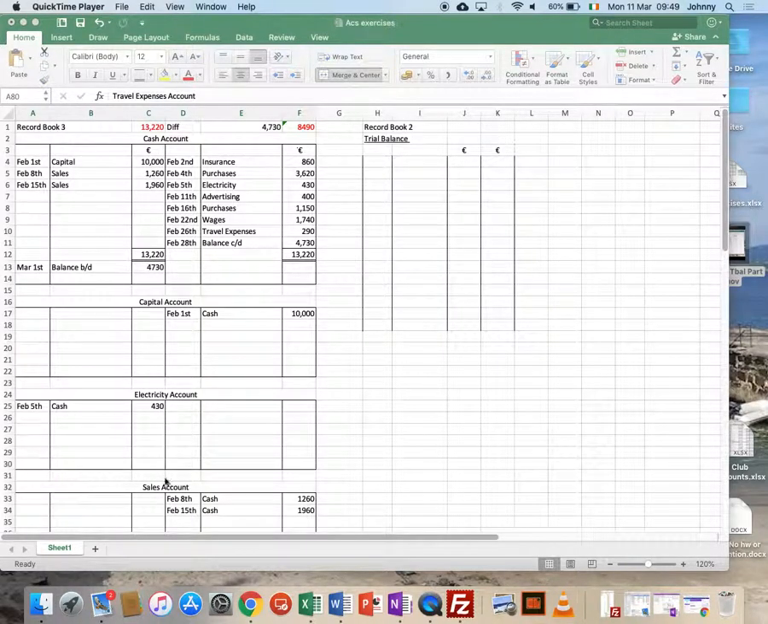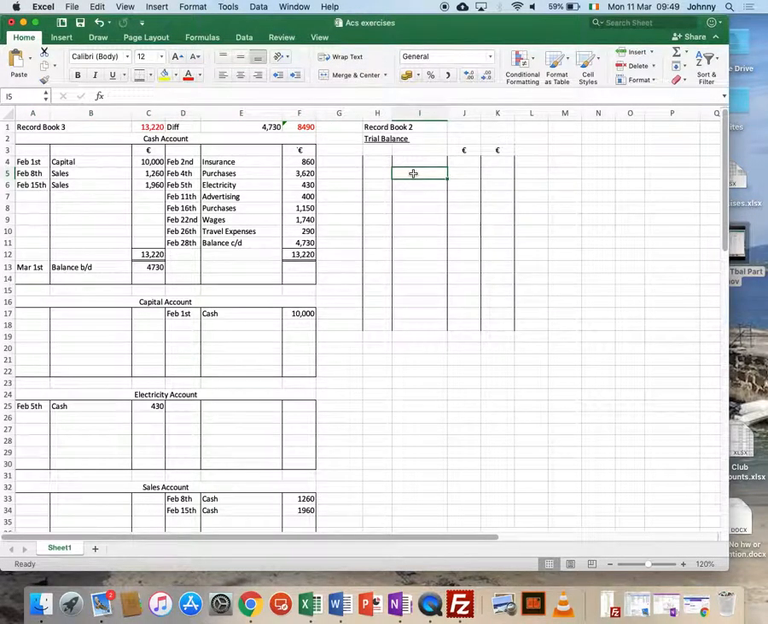I have to put the balances for all of these accounts into my trial balance. So far I've only balanced one account, and that's my cash account, and I have a debit of 4730. The way the trial balance works is I'll just put the name of all my accounts. The first account is going to be cash. The second account I have here is capital. The next account we have is electricity.